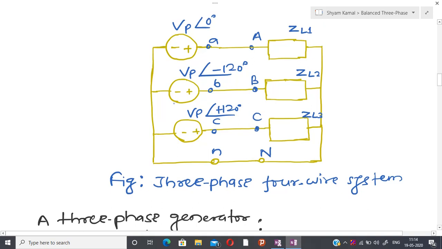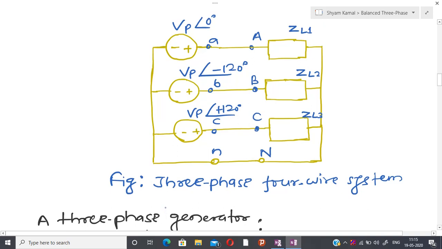So a three phase system is produced by a generator. So I have a single generator consisting of three sources having the same amplitude and frequency but out of phase with each other by 120 degrees. And I will show you how to construct the three phase generator and how basically three different voltages are generated due to one single generator in the next part of this lecture.